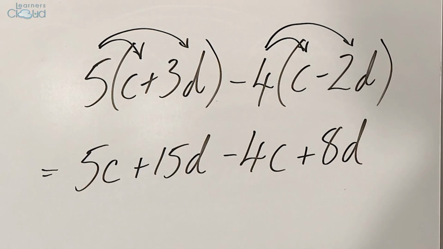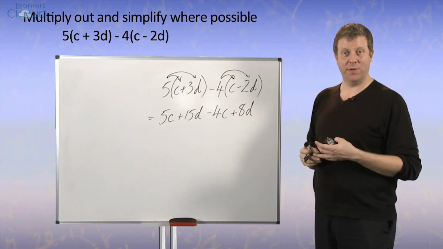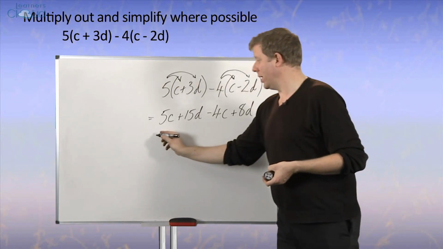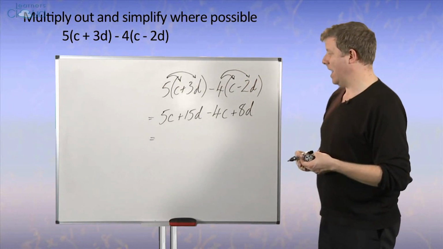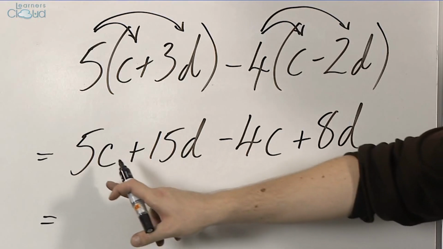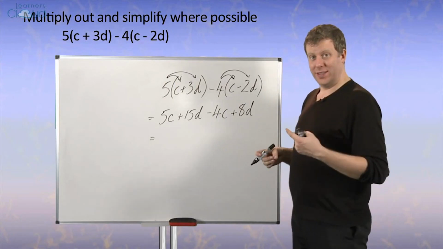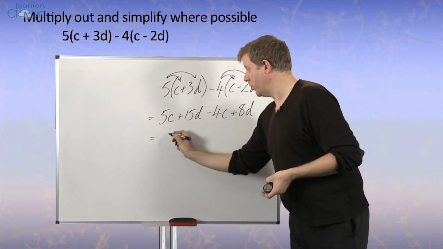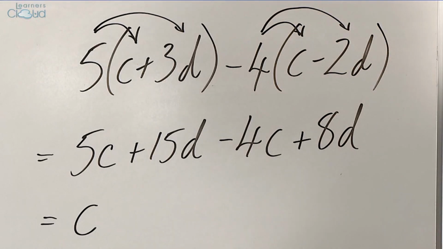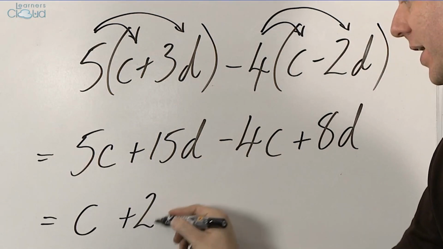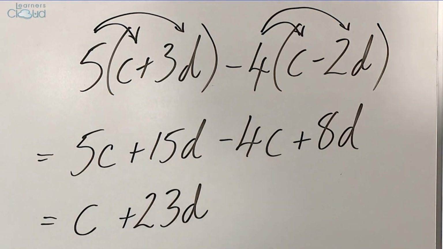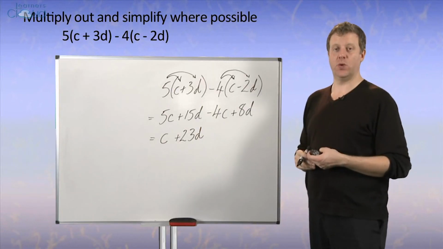And as the question says, simplify. There is some simplification to do. We're going to collect our c terms together and also our d terms. 5c, take away 4c, leaves me with 1c, which remember gives us 1c, and we don't write the 1 in algebra, so we just leave it as c. And then 15d plus 8d gives me 23d, and a final answer of c plus 23d.